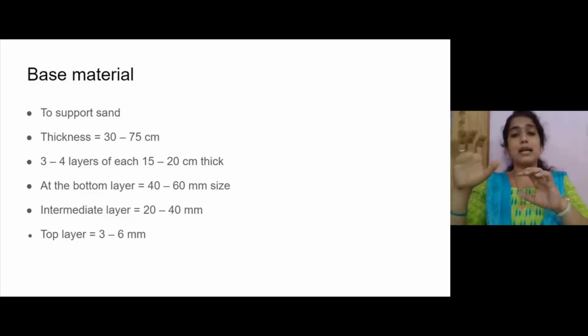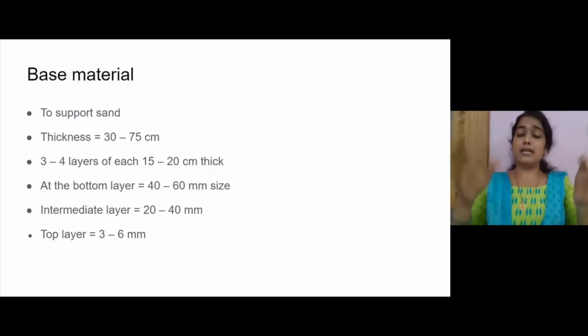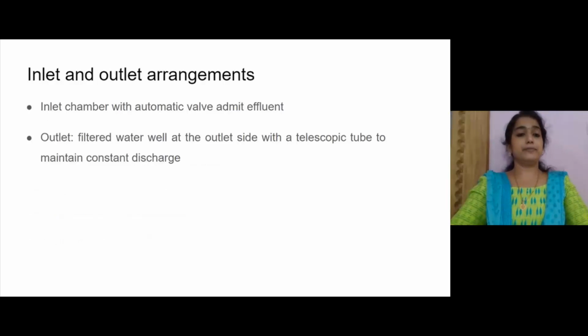If 2 layers are arranged, then the size of the gravel at the bottom layer should be 20 to 60 mm, and for the top layer, gravel having a size of 3 to 6 mm is used. This is the base material, or the supporting material, for the sand media.